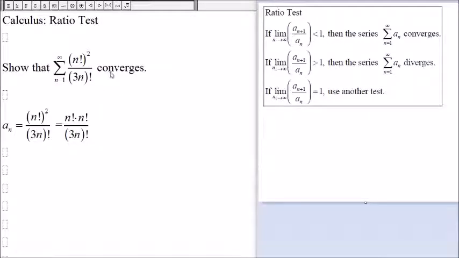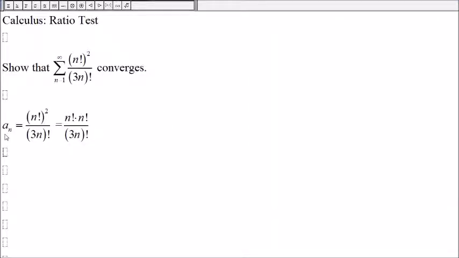And that's the objective here: we want to show that this infinite series converges, and therefore we need to show that the limit of a sub n plus 1 divided by a sub n is equal to a finite number less than 1. And so this is a sub n right here. It's n factorial squared divided by 3n factorial. But n factorial squared is the same as n factorial times n factorial.